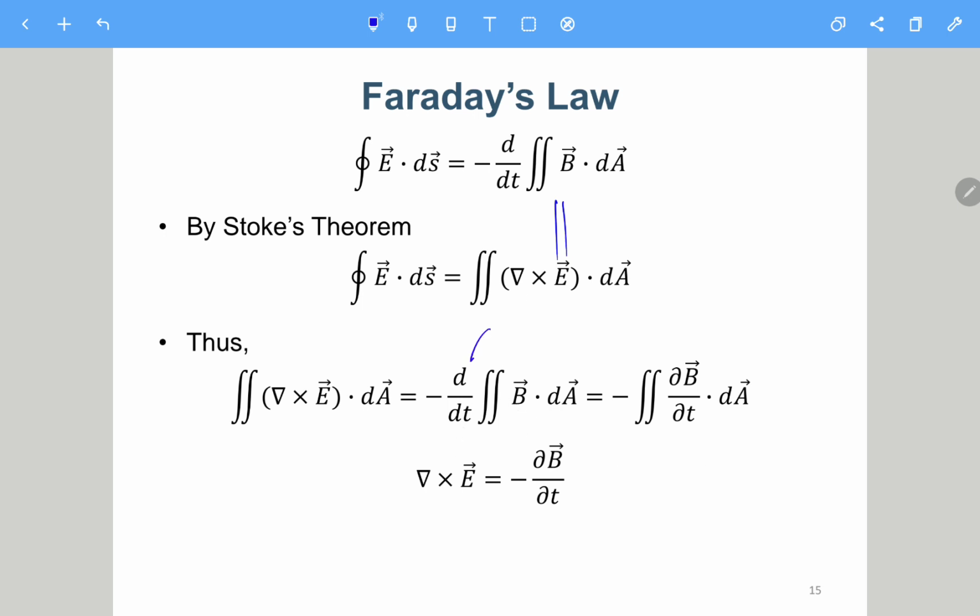We try to put this derivative into the integral sign, and actually we need to write it as a partial derivative rather than a full derivative. And with a similar argument, these double integrals are the same. For an arbitrary Amperian loop, for every point, this integrand must be equal to this integrand. Also, we can put the minus sign in. So finally, we will have the curl of E equals negative partial B partial t. This is the differential form of Faraday's law.